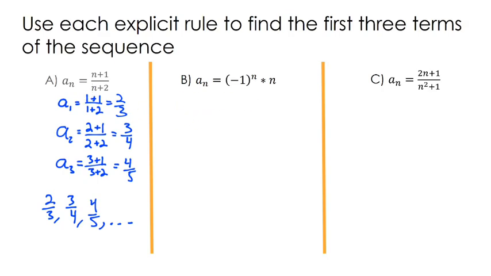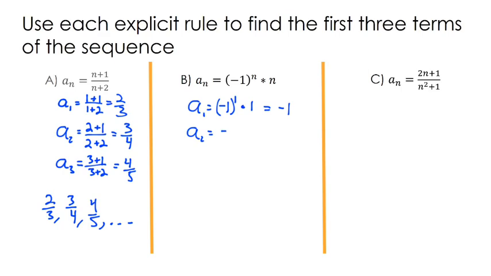Okay, let's look at this second one. Let's find the first three terms. Our first term is going to be negative 1 to the first times 1. I'm putting the 1 in for both n's. That's basically negative 1 times 1, so that's negative 1.